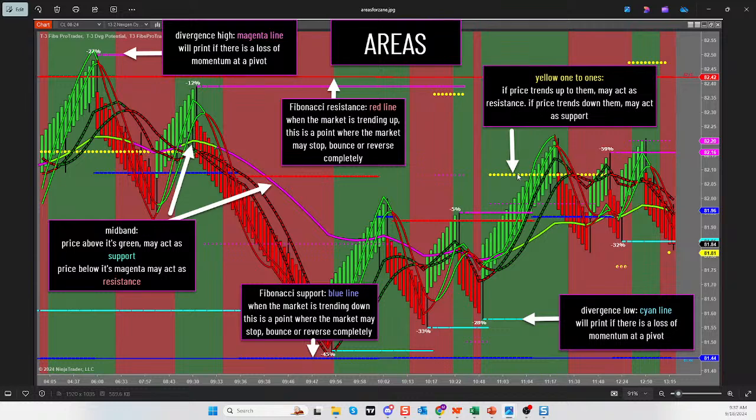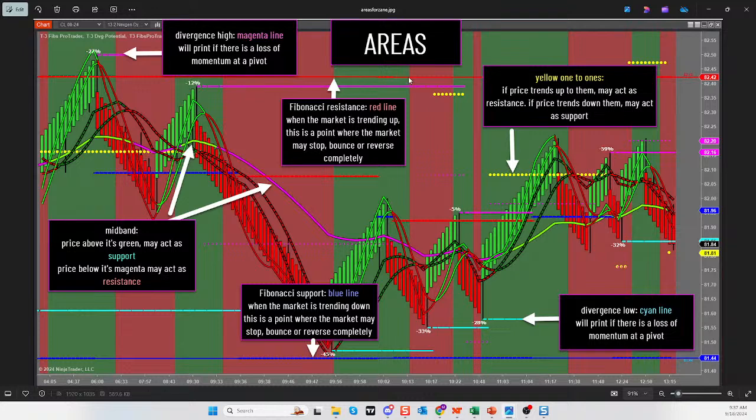These yellow 1-to-1s are what we call a 100% Fibonacci alternate, I think, which means that your market is going to create these swings and your software is going to calculate in real time where that 100% projection is, and it's going to print these 1-to-1s in the moment, and it's going to give you these key areas in the moment.